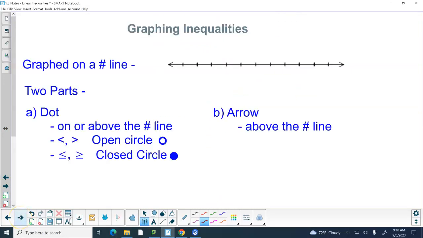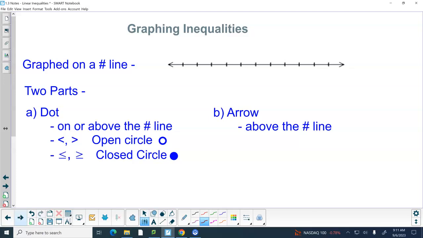Okay. When we go to graph these inequalities, we are going to graph them on a number line. The only number I care about on the number line is whichever number you're dealing with. You don't have to have 15 numbers on your number line. You only need the 1 number, or if it's a compound inequality, the 2 numbers. That's all you need on your number line. But then, your graph will consist of 2 parts.